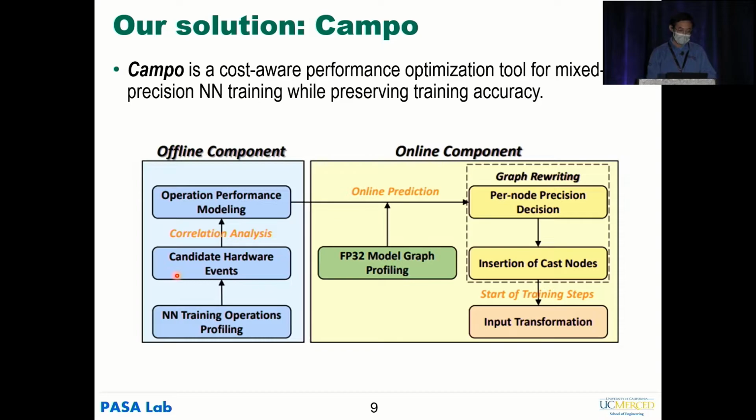The other component is the online component. This is a runtime system. We change the TensorFlow runtime system. And this system collects the full precision performance and then uses the offline component, the performance modeling, to decide what the performance will look like. And then we dynamically rewrite the data flow graph to generate the precision conversion between operators.